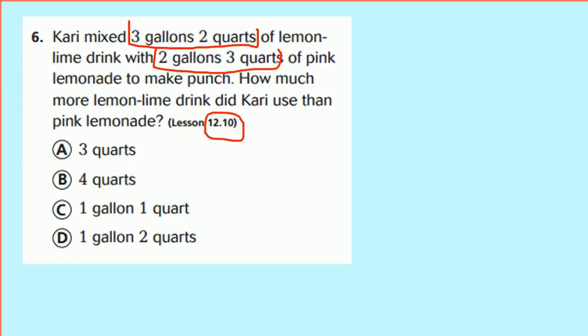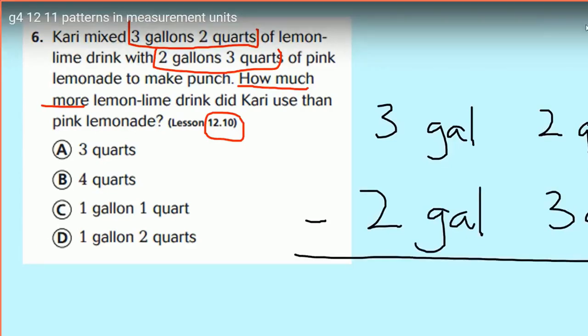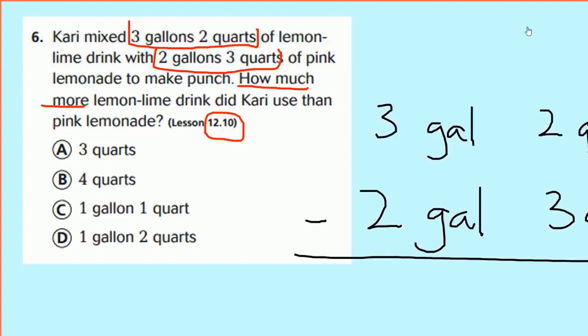How much more lemon-lime drink did Kari use than pink lemonade? How much more? They want to know the difference, which is screaming subtraction. So 3 gallons, 2 quarts, minus 2 gallons, 3 quarts. All right. Got this, you guys. So we'll start with the smaller unit, right? Okay, the quarts.